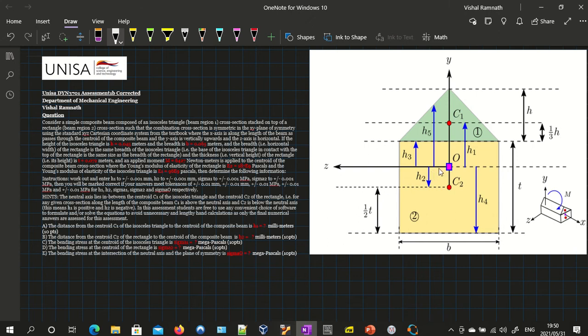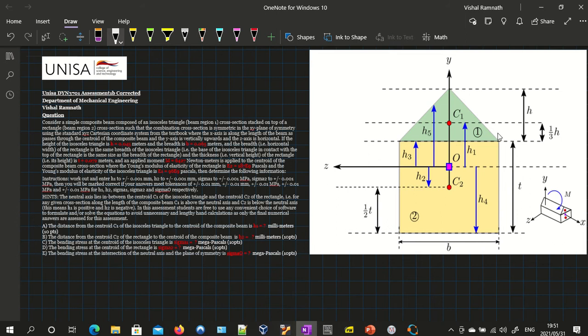Well, we've got the neutral axis, we've got the centroids, and we are given the height of the triangle is h, the height of the rectangle is t, and the breadth of both the base of the triangle and the rectangle is b. These are random values in red. Different students would have different values in their particular assessment.